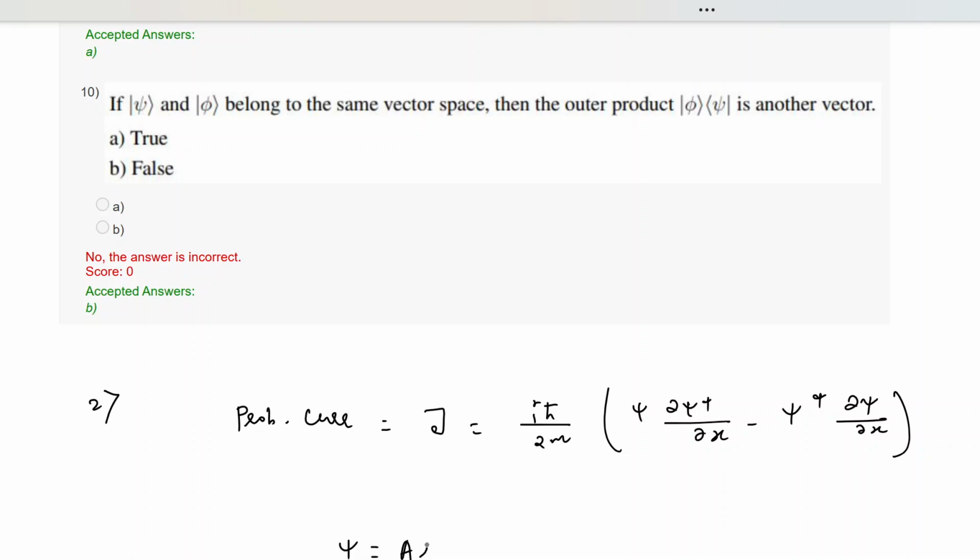There psi equal to a e to the power of i kx minus et by h cut. So del psi del x you can calculate. This is a i k e to the power of i kx minus et by h cut. Again psi star is simply a e to the power of minus i kx minus et by h cut. So del psi star del x equal to minus i a k e to the power of minus i kx minus et by h cut.